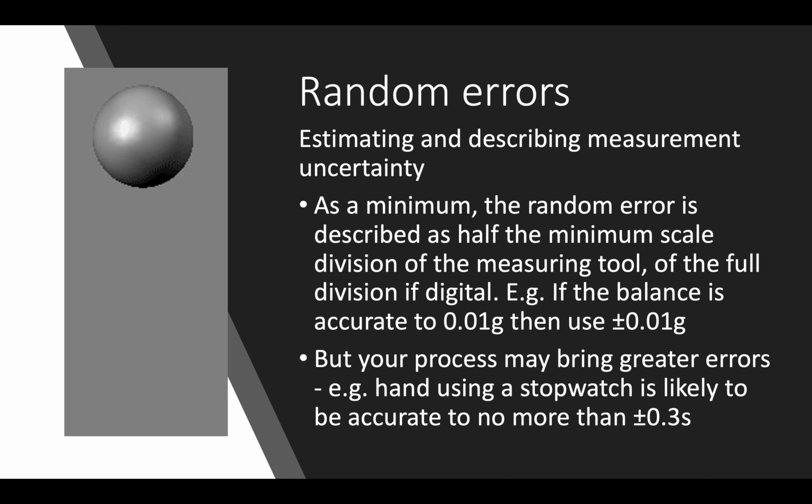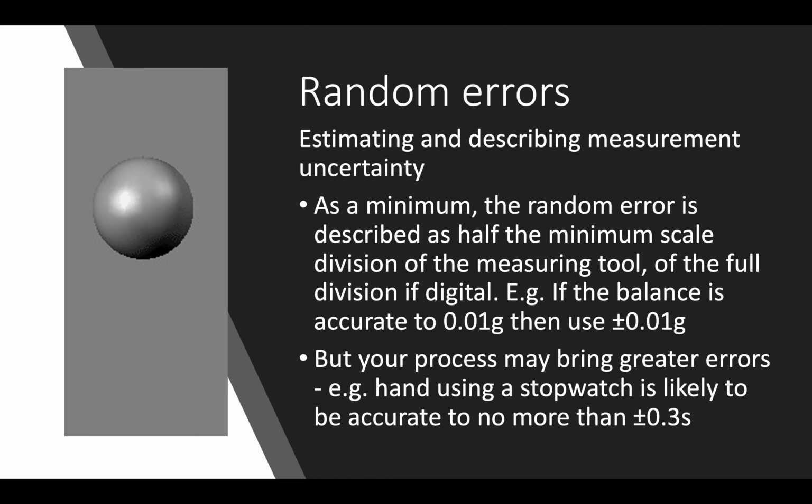But beware also that even if your instrument is technically capable of a higher precision, you might not be. It depends how you're using it. It depends on the method and the process. So, for example, if you have a stopwatch which might well be accurate to 100th of a second, that's great, but you'd be wrong to put down plus minus 0.01 seconds because if you're starting and stopping the stopwatch by yourself, you're unlikely to be that accurate.